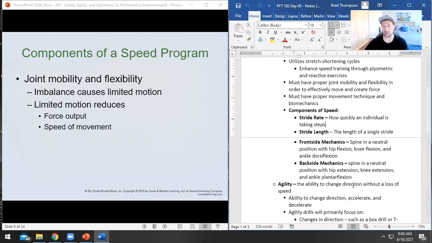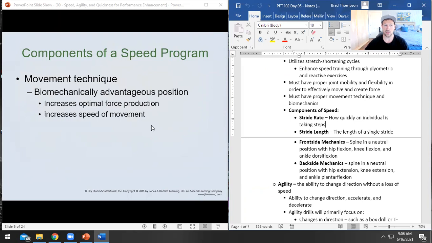Looking at this, we definitely want to have proper joint mobility and flexibility. That's obviously very huge. Muscle imbalances are going to limit motion. Limited motion is going to result in stiffness. Stiffness is going to result in a decrease in both force output and velocity. So obviously being nice and flexible is going to be a huge component of any speed program.